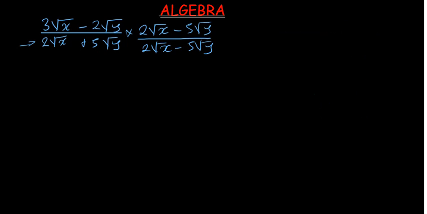Right. So here you multiply both the denominator and the numerator by the conjugate, as I said earlier. On the numerator, you're going to have 3 root x minus 2 root y, then open again, 2 root x minus 5 root y, like that.